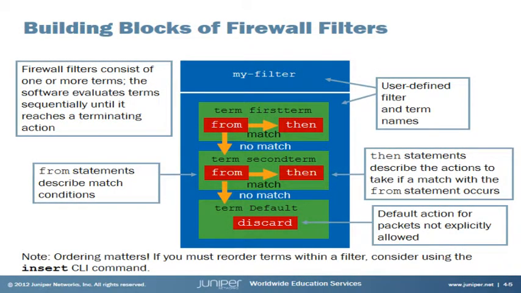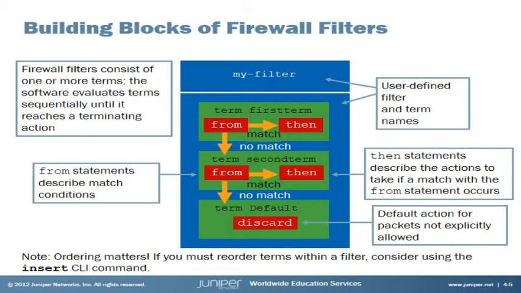So this looks very familiar, doesn't it? First term, second term, etc. And it is very familiar. So the building blocks of a firewall filter are very similar, except for a very different purpose. We are here evaluating traffic through an interface. When we were building routing policies, we were evaluating routing information via route advertisements that we were either sending or receiving, that were either coming into or going out of our routing table. So it's a very different purpose for these two things, even though they look quite similar.